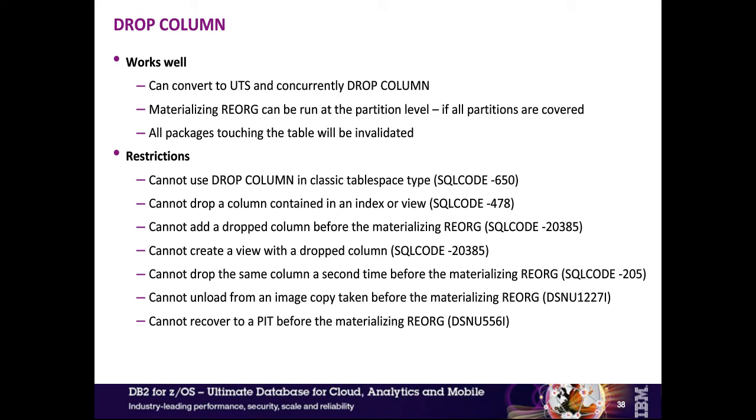The next enhancement I'd like to talk about is drop column. This function only applies to universal table space. It does not apply to the classic table space types, simple, segmented, and partitioned. And once you're at UTS, then you can do the drop column. And in fact, you can combine the conversion to UTS and the drop column in the same materializing reorg. So you can put in an alter of segsize to convert to UTS, which will go pending. And then you can put in a drop column, which will also go pending, and then run a single materializing reorg, which will actually implement both changes, both the conversion to UTS and the drop of the column.